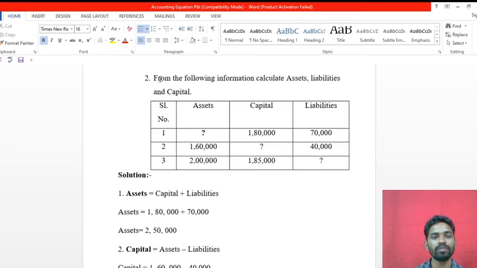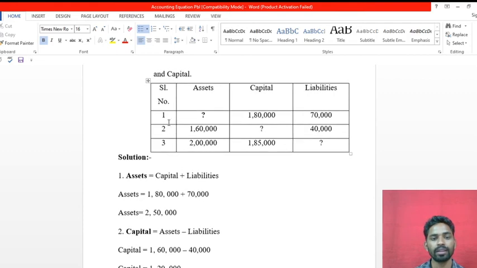From the following information calculate assets, liabilities and capital. Here also there are 3 cases. In the first case, capital and liabilities are given, so we have to ascertain assets. The formula of assets is capital plus liabilities. Adding 1,80,000 plus 70,000, the total is 2,50,000.